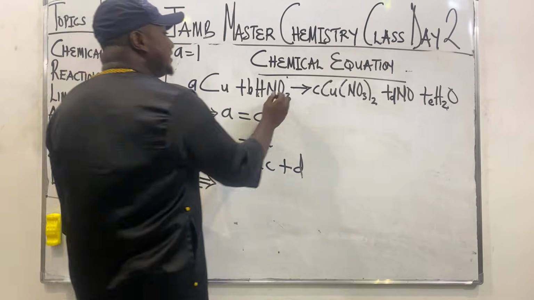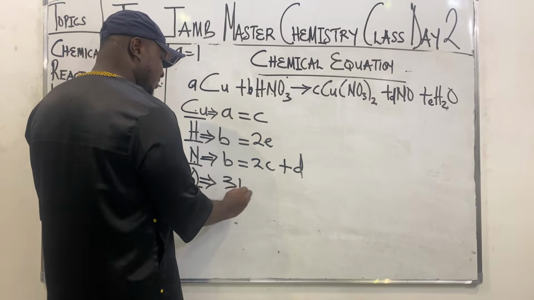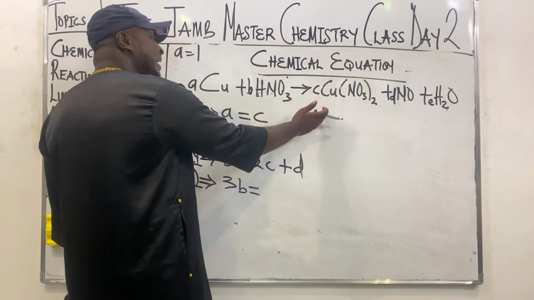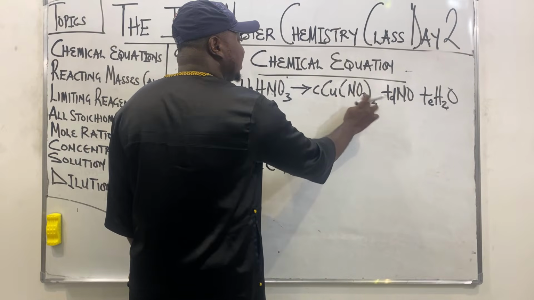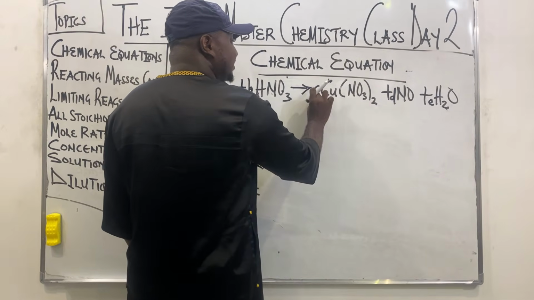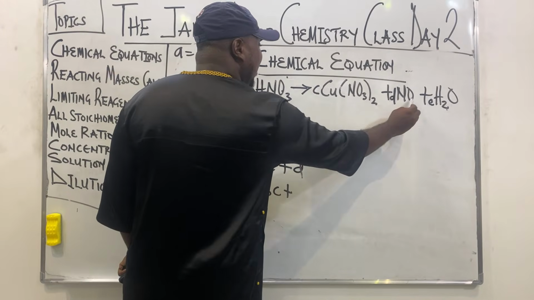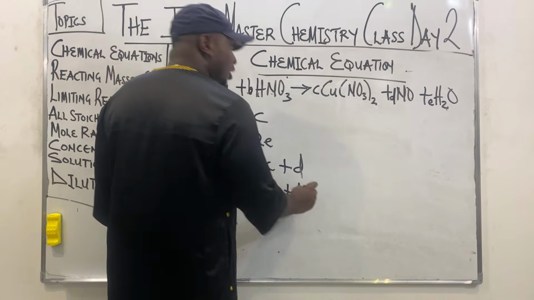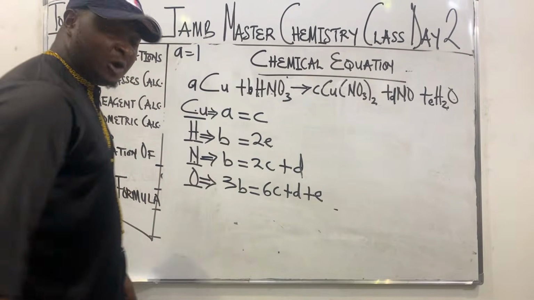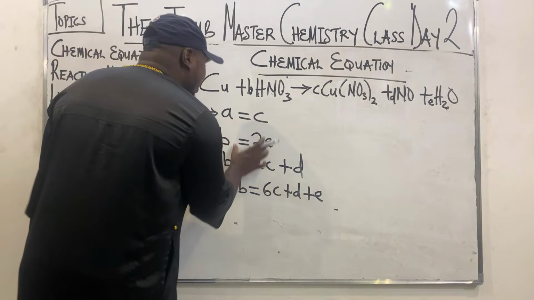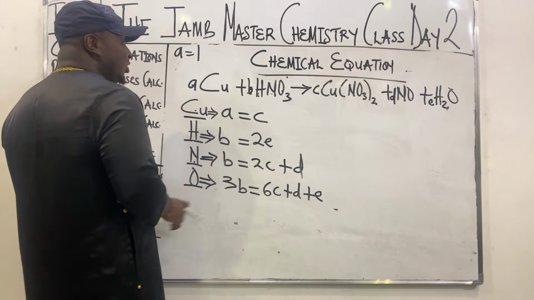Oxygen. On the left hand side, oxygen is 3, but this B affects oxygen. 3 times B, 3B. Where is oxygen on this side, class? Oxygen occurs here, and occurs here. The oxygen on this side is 3 times 2, 6. 6 times C, 6C, plus, this D also affects oxygen, plus D, plus, this E also affects oxygen, plus E. This is the equation for oxygen. Class, we have successfully formed an equation for every atom in the equation. It's now time to solve for the unknown letters.